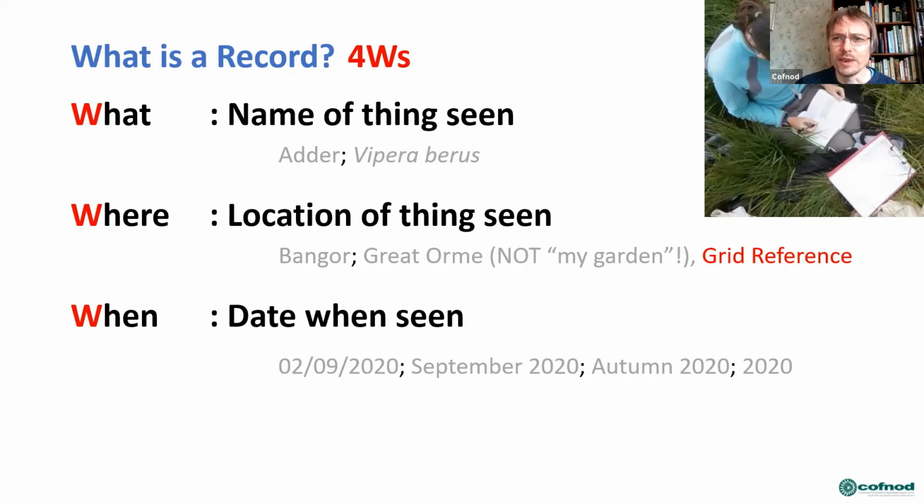Then, of course, the record needs a date, so try to be as exact as possible. You can obviously put it in at a year level if that's all you've got, if you're decanting records from an old literature source, for instance. But ideally, we want the day, month, and year, but you can put it as the season or the month, year.